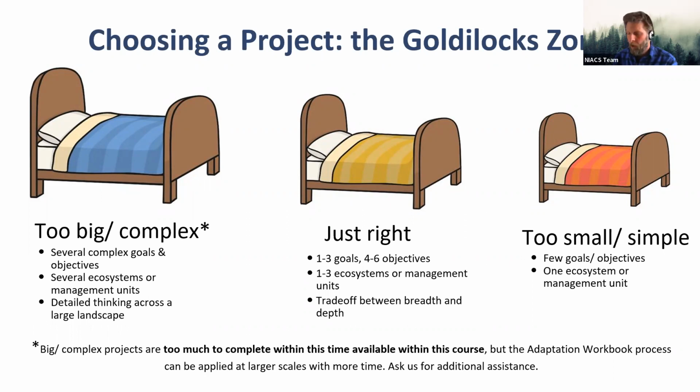And then for each one of these, just a couple of ecosystems or management units, have 1 to 3 goals, and each goal having a couple of objectives. You can always go back and add more. But the more objectives you have, the more it compounds the amount of work that you have to do. For each objective, you're going to have to go through and put information in. So if you have 12 objectives, you're going to have a lot of work on your hands to complete each step of the adaptation workbook. So just keep that in mind. There's a trade-off here between breadth and depth.